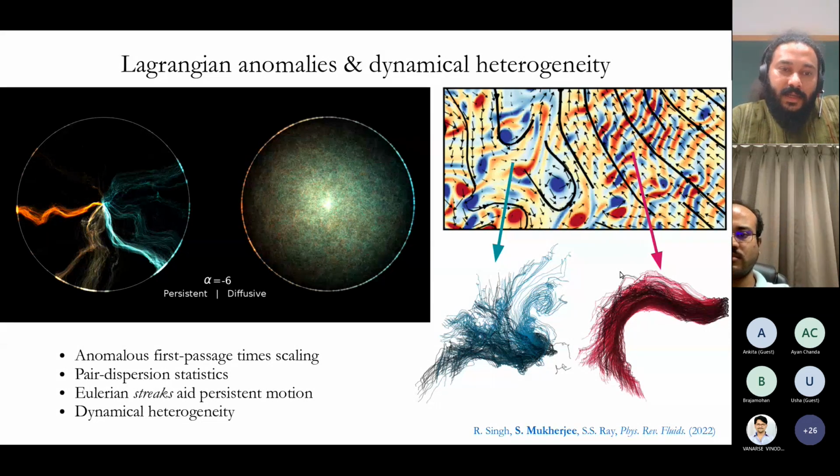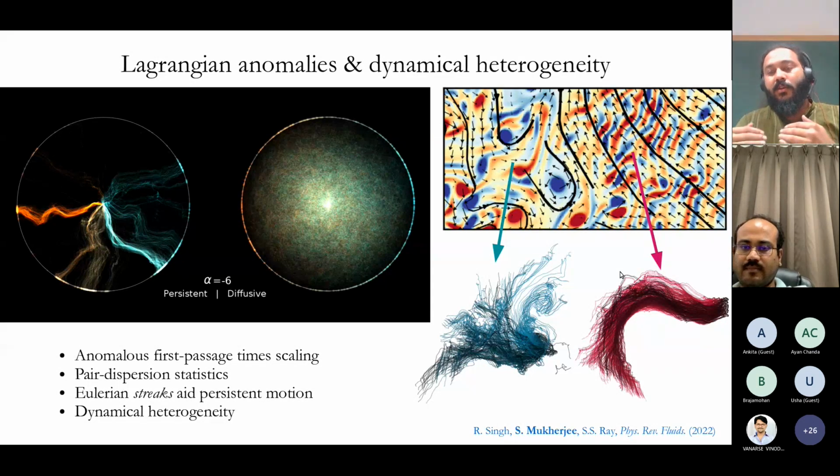We were able to actually link Eulerian flow features to these Lagrangian anomalies. We were able to say that when you are in the streak region, you are more likely to propel further, and when you hit a spotted region, then you become diffusive. So we've done all of these calculations. If you're interested, I'll refer you to this paper.